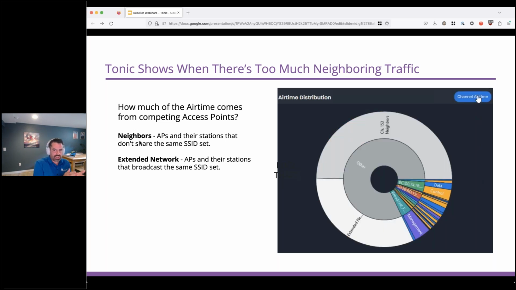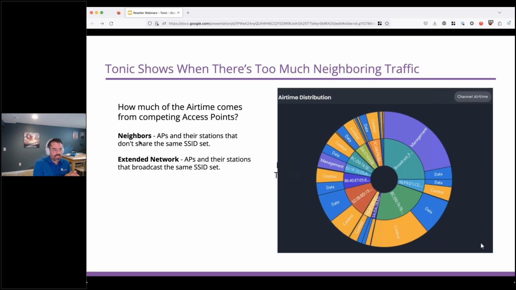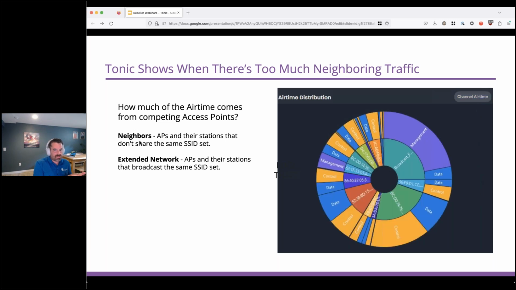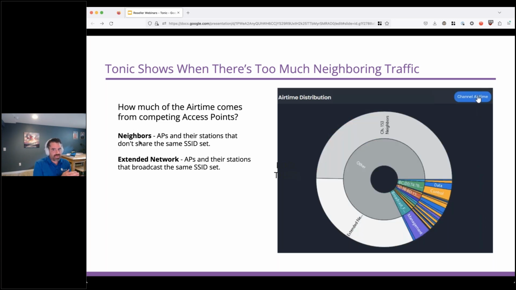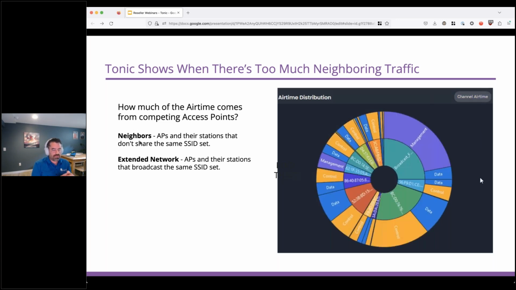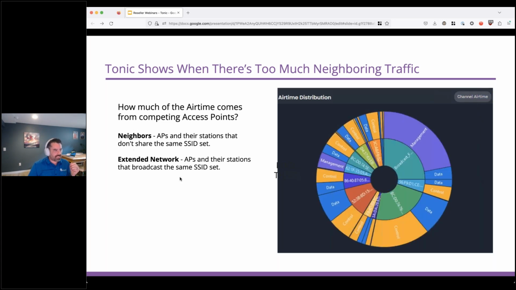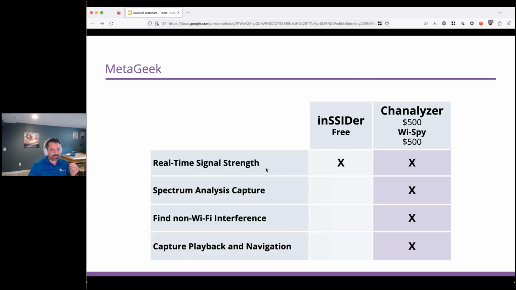So that pie analogy really works here because you notice, hey, it looks like a full pie, but really, when I start looking at all the neighbors and all the other stuff that's on this channel, the slice of pie that these devices are getting is very small, okay? So this can start helping you make better channel choices for your customers' Wi-Fi networks. That's what that is designed to do.